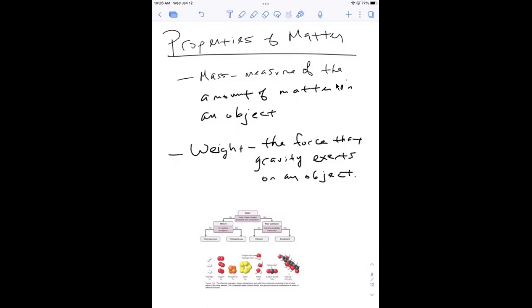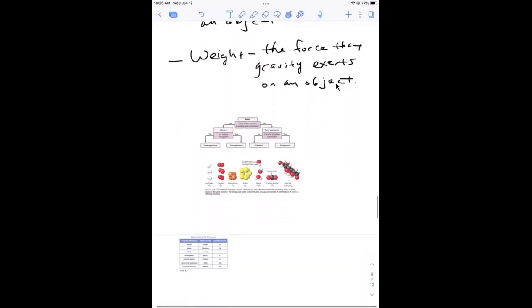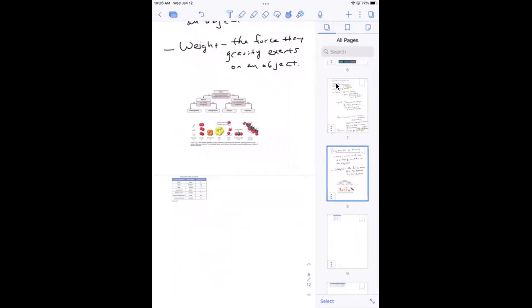So let's keep pushing this, and I gotta move this again, sorry. We're gonna get to that in a minute.